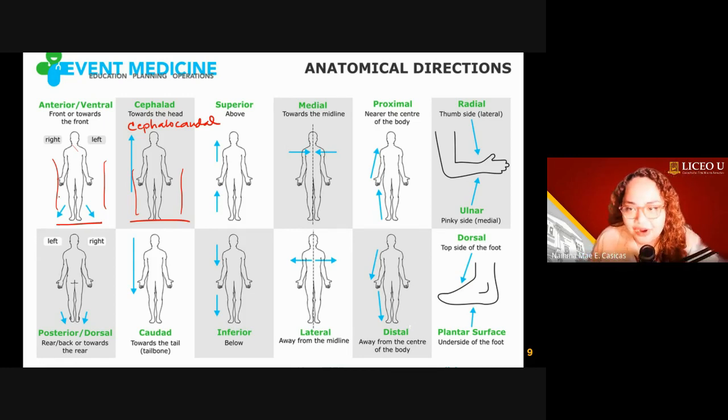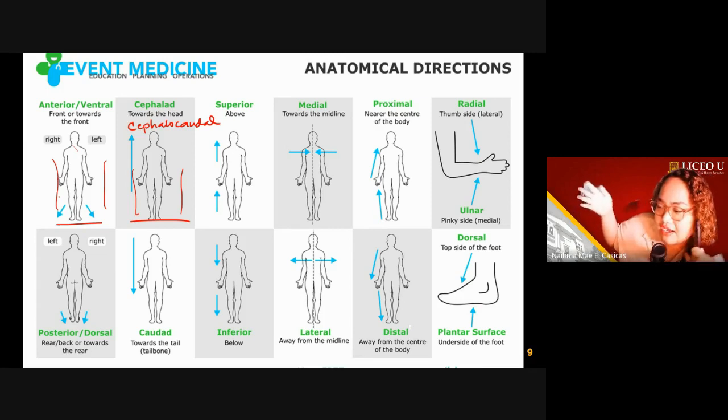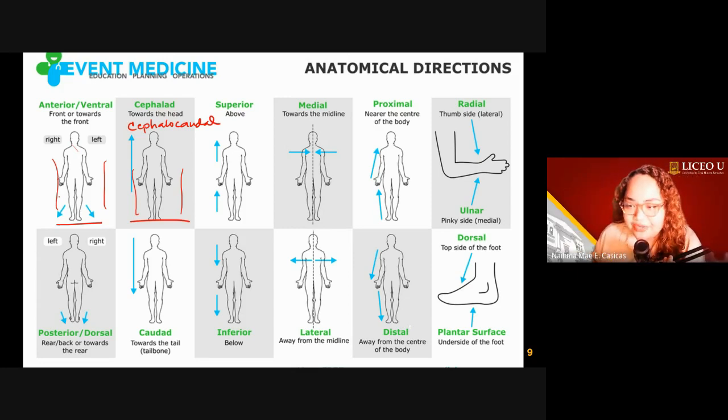Next will be your proximal and distal. When you say proximal, it is nearer to the center of your body, and distal means away from the center of the body. Your pinky is more proximal to your body than your thumb, or your thumb is more distal than the pinky. And then you have your radial and ulnar.